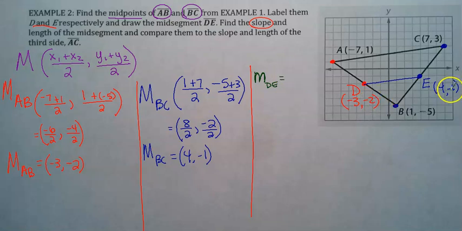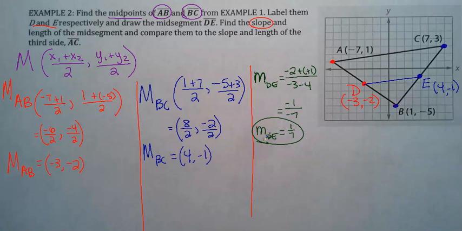All right, so our slope is the change in our y values, so negative 2 minus negative 1, divided by, that's our rise over our run, negative 3 minus 4. Negative 2 minus negative 1 is the same thing as plus, so negative 2 plus 1 is negative 1. Negative 3 minus 4 is negative 7. That reduces to a positive 1/7, because a negative divided by a negative is a positive. So the slope of DE is 1/7.